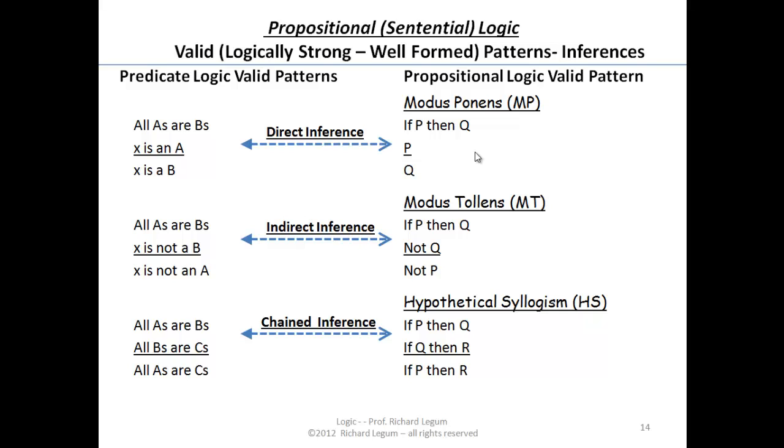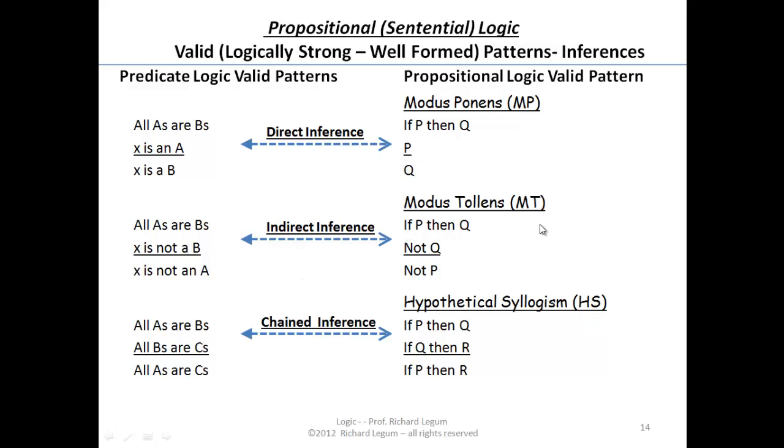Now, in the indirect inferences, indirect means they're going to have a negation in it. We see on the predicate patterns over here, all A's are B's, X is not a B, therefore X is not an A. So we're going indirect. We're not going directly there, but rather we're going in the negative direction, the indirect. So we conclude X is also not an A.